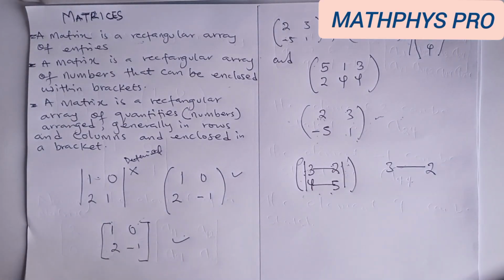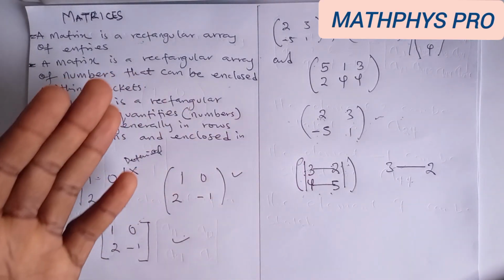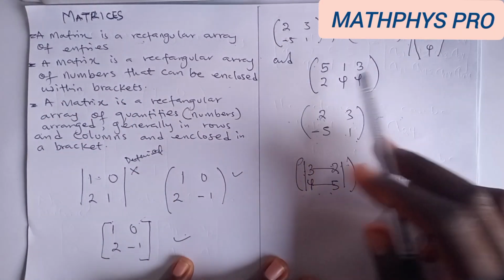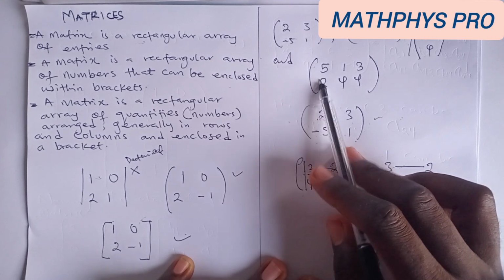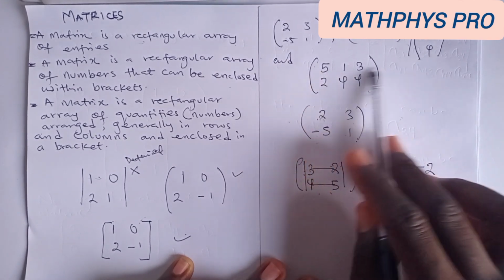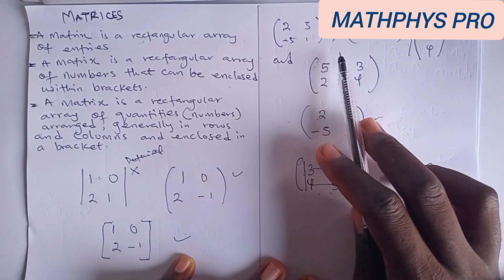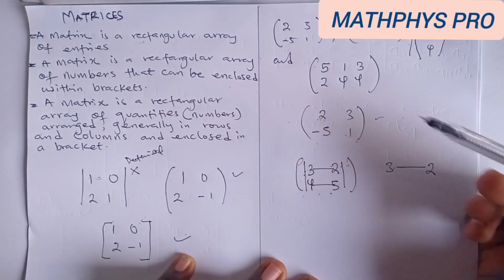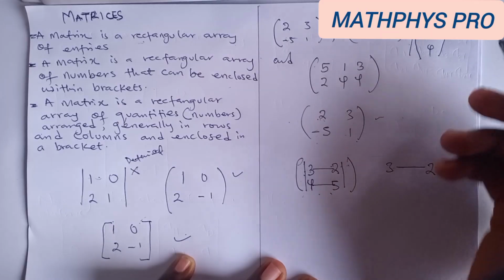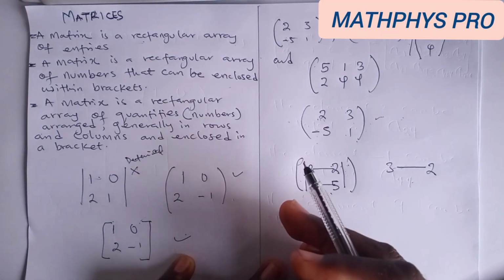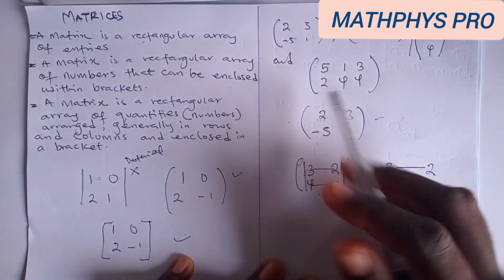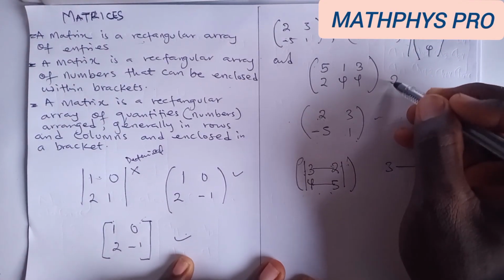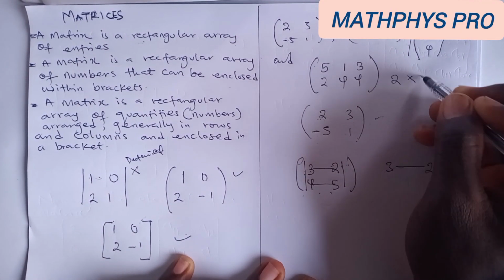When a matrix has 2 rows and 2 columns, it is said to have an order of 2 by 2. For example, how many rows does this matrix have? It has 2 rows, 1, 2, and it has 3 columns, 1, 2, 3. So what order does this matrix have? Remember, when you pronounce it, the row comes before the column. Since this has 2 rows and 3 columns, we are going to say it's an order of 2 by 3.